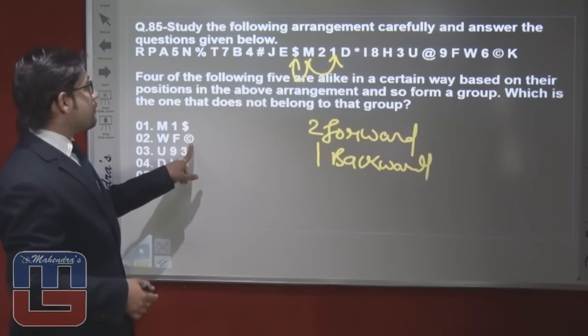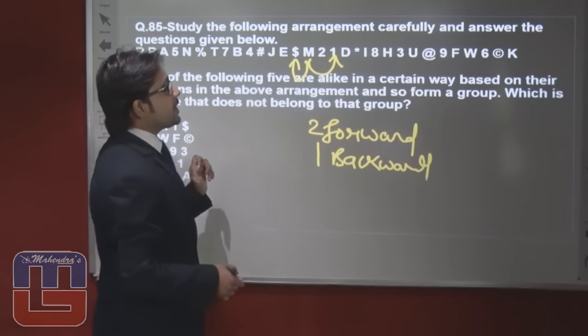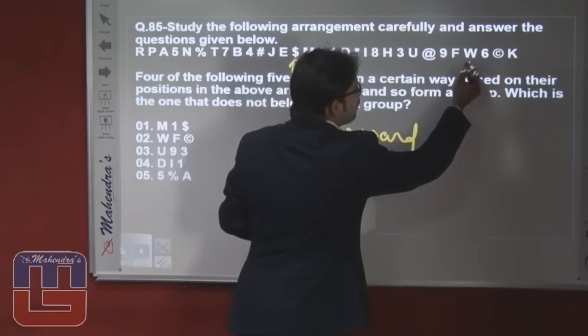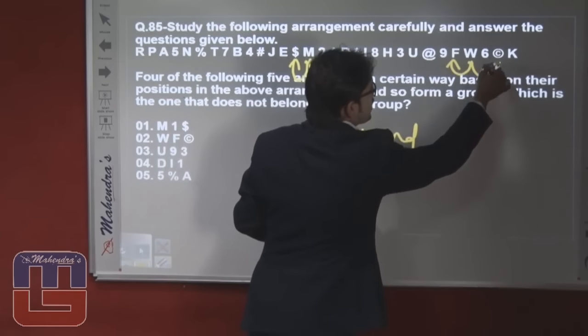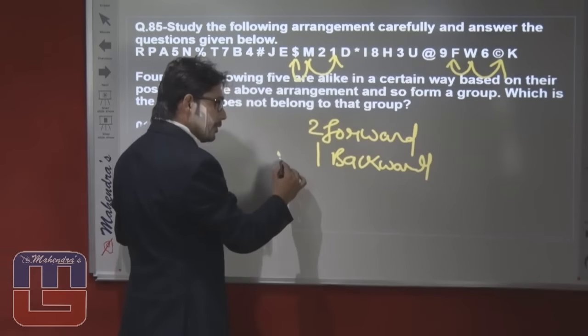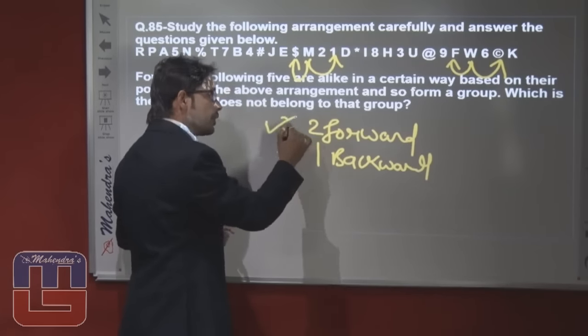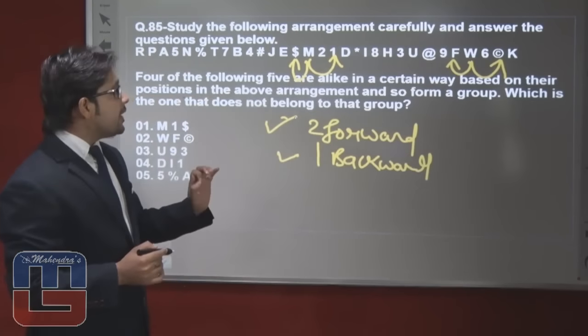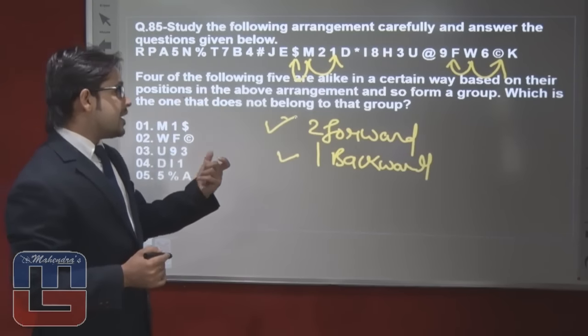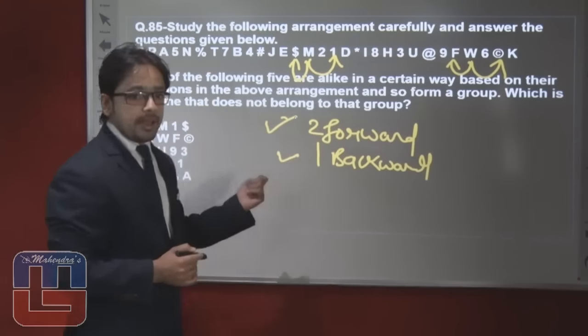In second option, W as copyright. In second option, you can see that W, F, C. 1 backward and then 1 forward. These both are different. It means either first will be eliminated or second will be eliminated.